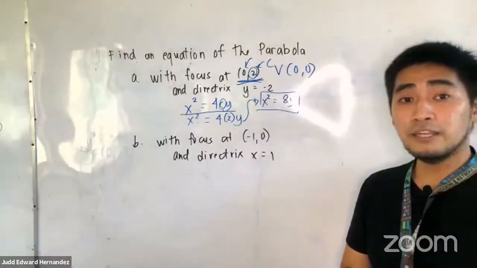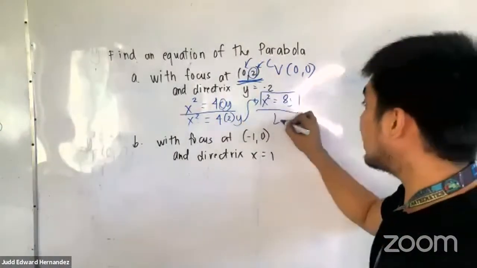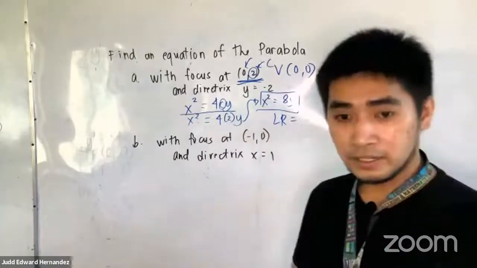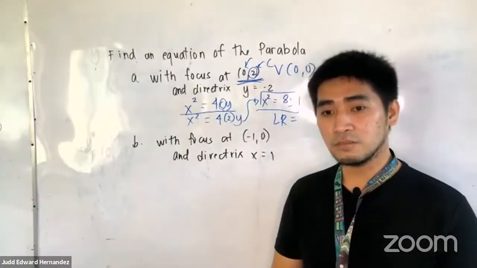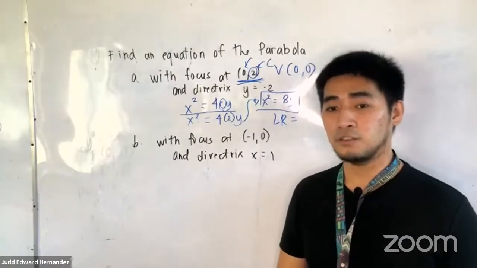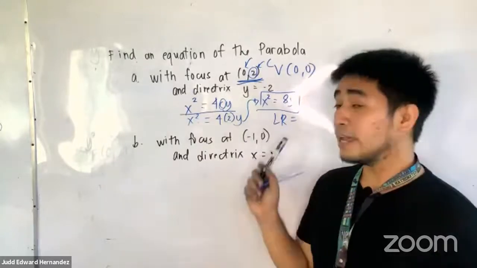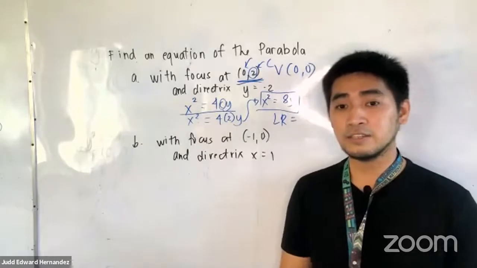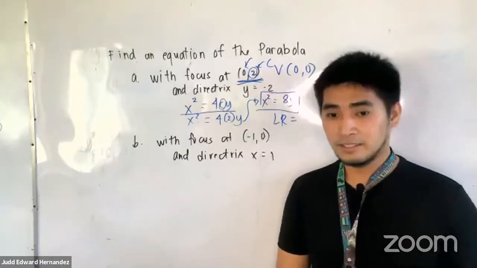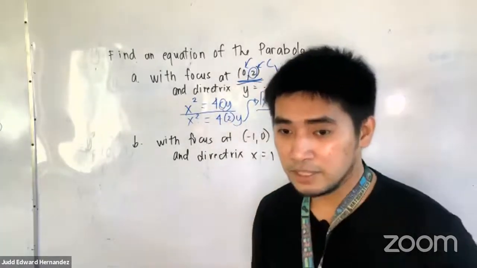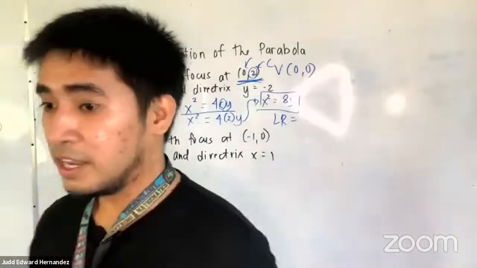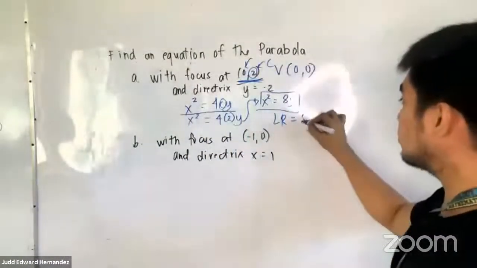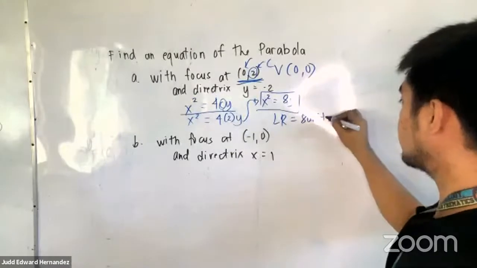Paano kunwari tinanong ka pa ulit, what is the length of the latus rectum? Anyone? Pwedeng mag-open ng mic yung gustong magsalita. Sabi natin, yung length of the latus rectum is always the right side. So, what is the length of the latus rectum? Sir, 8 units po. 8 units. So, the length of the latus rectum is 8 units.